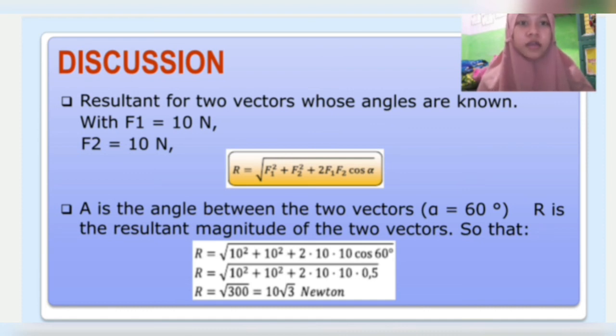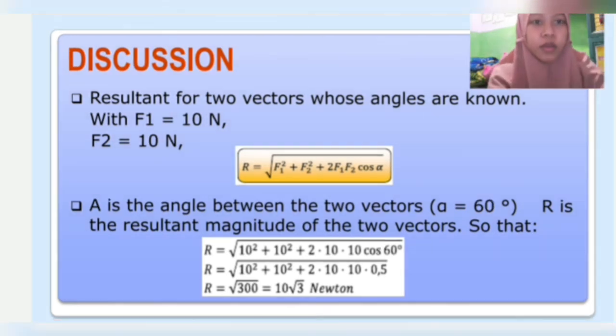R is the resultant magnitude of the two vectors, so that R equals square root of 10 squared plus 10 squared plus 2 times 10 times 10 cos 60 degrees. So the result can be seen on the screen: 10 squared.